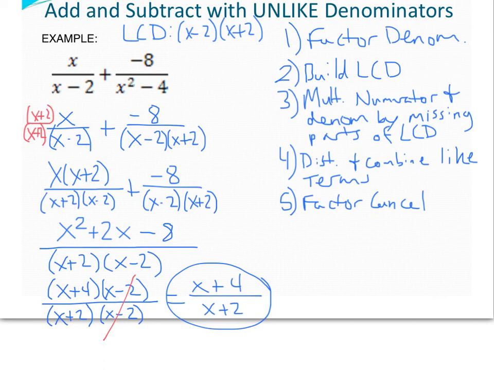Now I know that was a long process. We've got 5 steps right here. Boom, 5 steps. Make sure you have those written down. There will be one more that we'll add later on depending on the problem, but those are the main 5 steps for now.